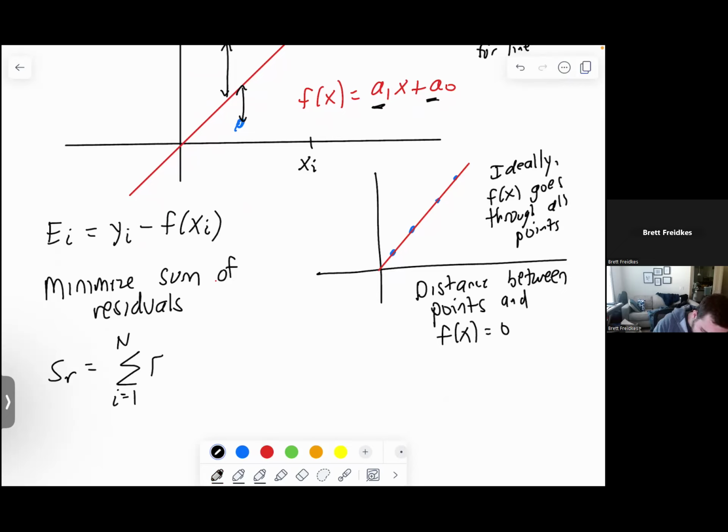And I will say y sub i minus f of x sub i. You know, let's go back a step. Let's make it even more general. We're going to sum all the residuals.